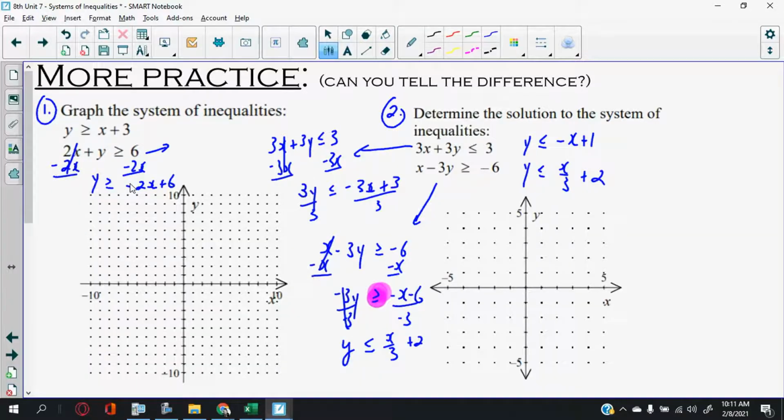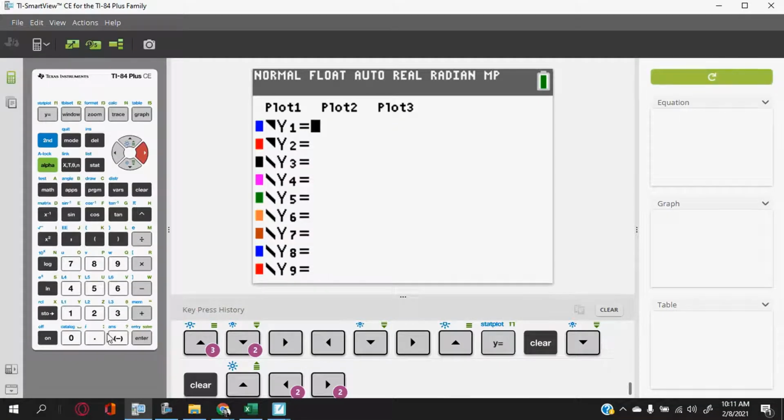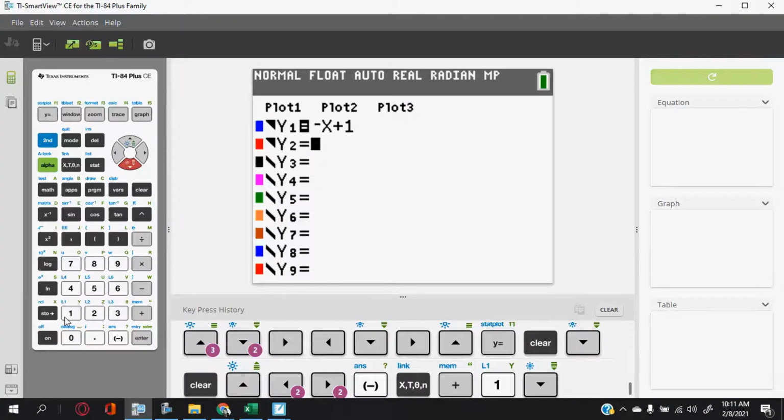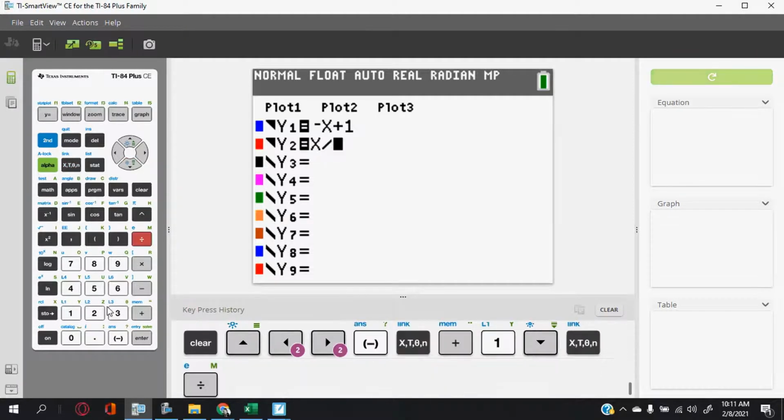Let's see. Negative x plus 1. And then what's the second one? X over 3 plus 2. So I betcha I can just do this. Even though I'd rather put that in the parentheses. I'll feel a little better. Doesn't matter. I can look at the graph and know if I did it right or not. X over 3 plus 2.